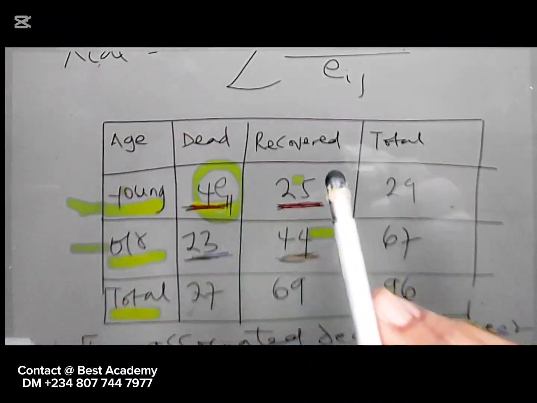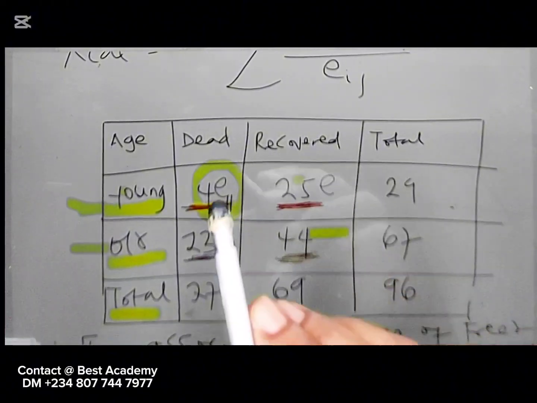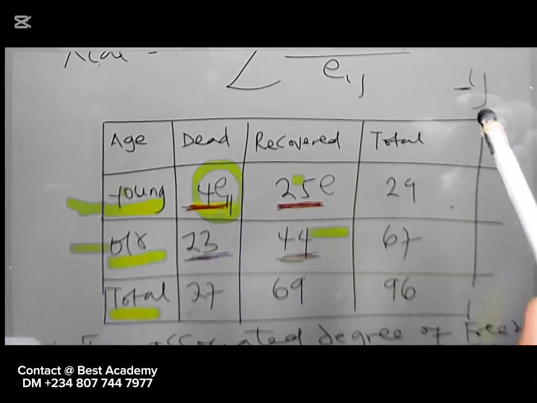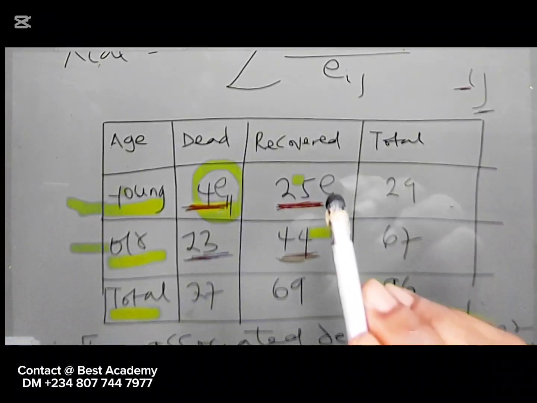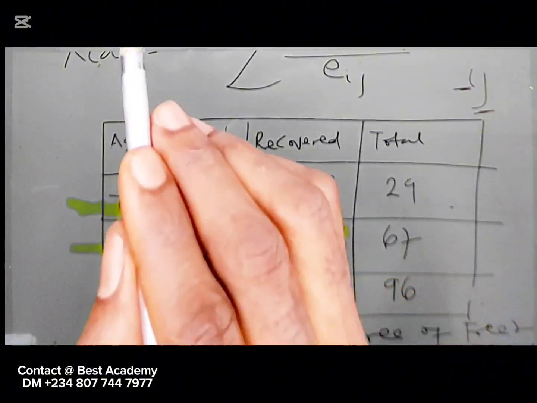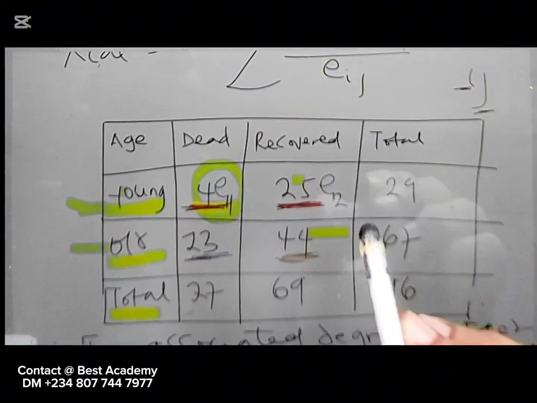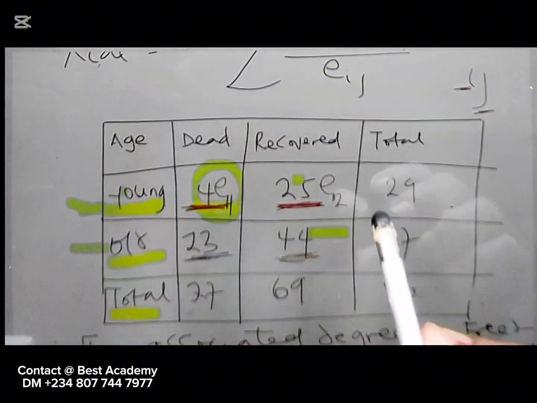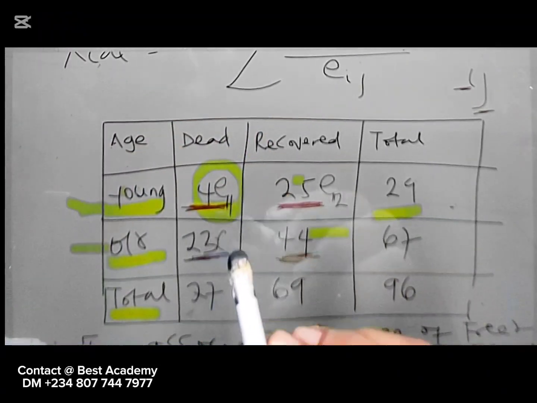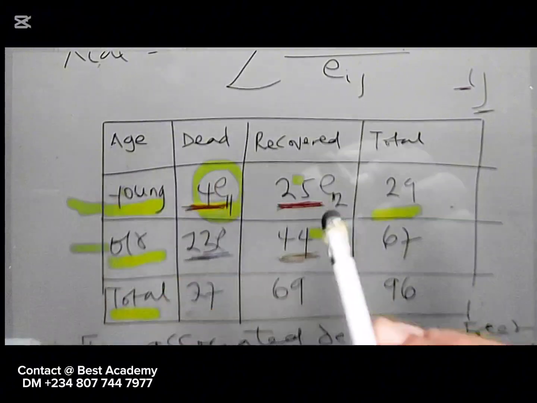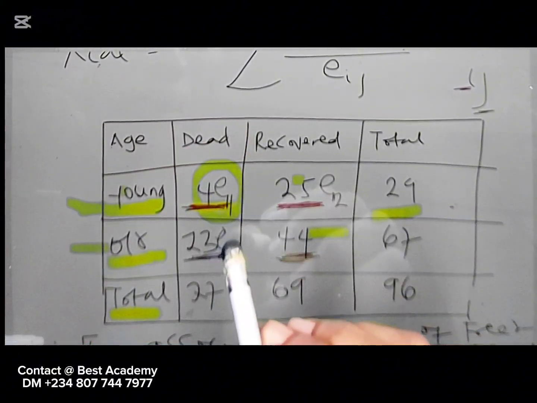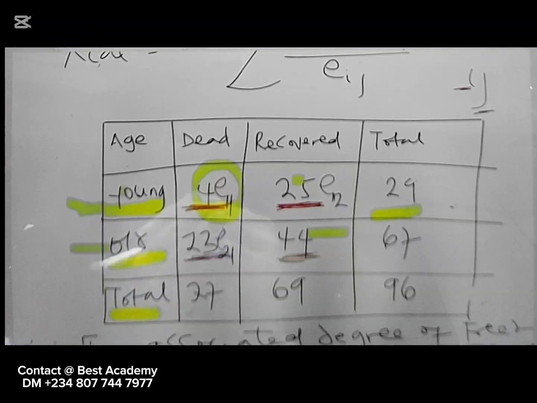Now the expected frequency found here will be E of row 1. Remember, row comes before column. I means row, J means column. So this will be row 1, column 2, so E of 1 2. I'm not going to tamper with this; this is total. Now this is also an observed frequency, so it will be E of row 2, column 1, which is E of 2 1.